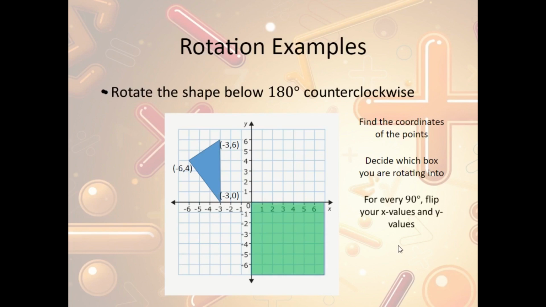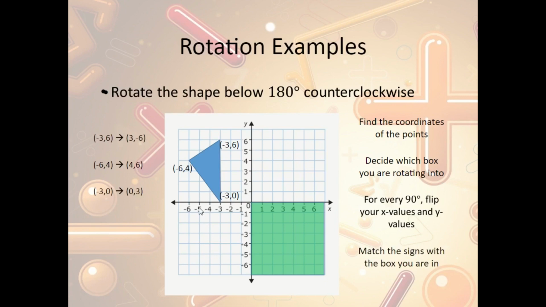For every 90 we flip, so the x's become the y's, and the y's become the x's. That moves us into this box. Then when we go back, we end up back where we started, really. So our x's are back to being our x's, and our y's are back to being our y's. So we flip, and then we flip them again.